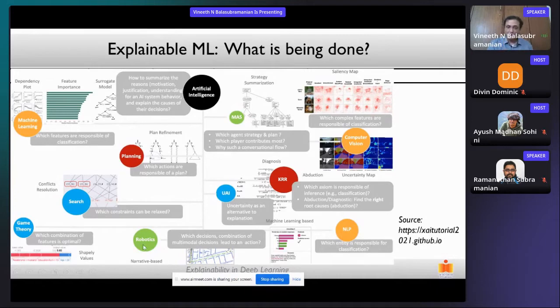If you go to a topic like robotics, it could be which decisions or combination of multimodal decisions led to a particular action. If a robot chose a particular path to go from place A to place B, why did it make that decision? It may be important to perhaps plan paths for future robots that traverse a similar environment. Or if you have a planning context, which actions are responsible for a plan? If you have a search context, which constraints can be relaxed? Or if you have a game theory context, which combination of features is optimal? Obviously, in each such subfield of AI the notion of explainability changes, because that's the nature of explanations, which is inherently subjective. And there has been a lot of work in each of these spaces over the last 5-6 years.